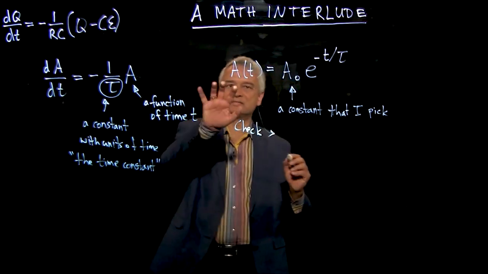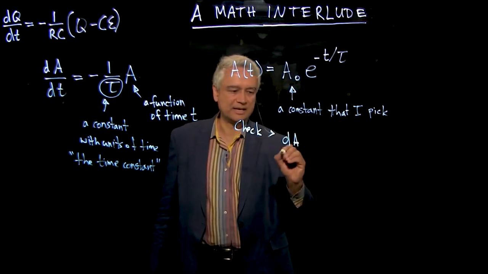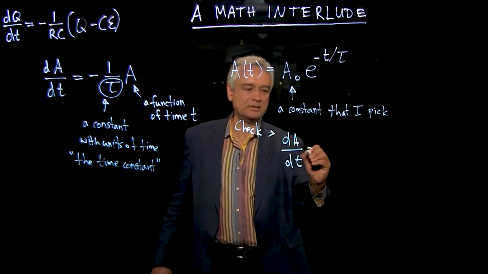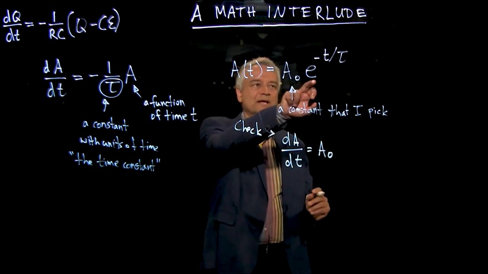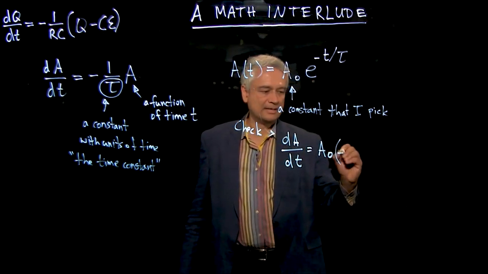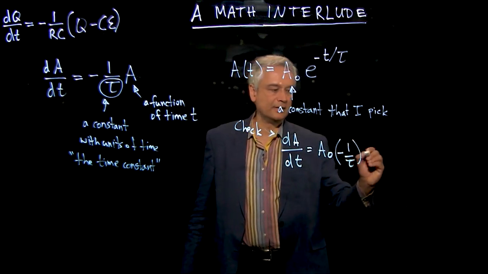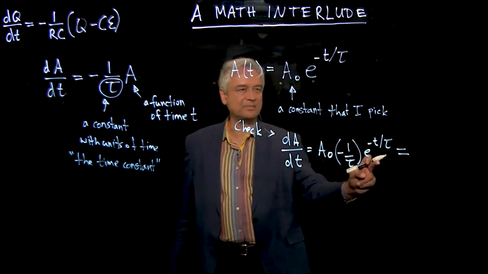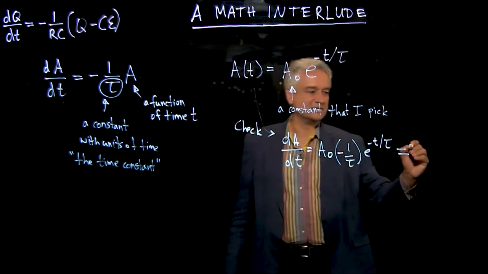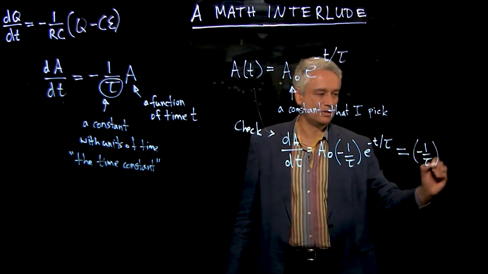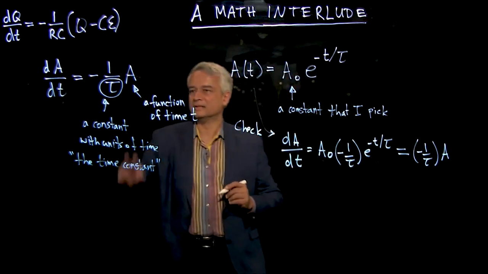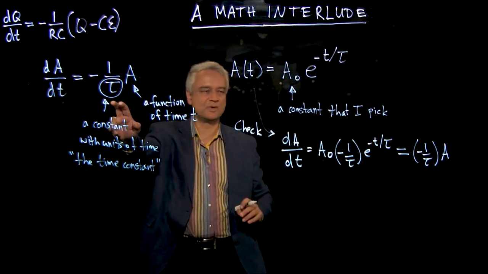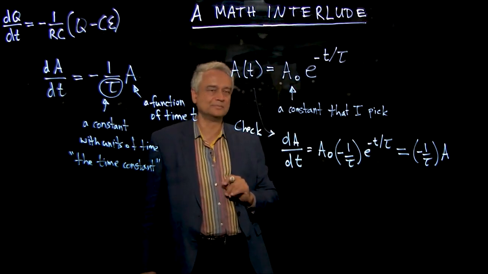I take this A and I differentiate it, and I see what I get. Well, A naught is a constant. I differentiate e to the minus t over tau. I get minus 1 over tau e to the minus t over tau. And then I notice that A naught e to the minus t over tau is just A. So this is equal to minus 1 over tau times A. And that's what it was supposed to be equal to. So this really is a bona fide solution to this differential equation for any choice of this constant A0.